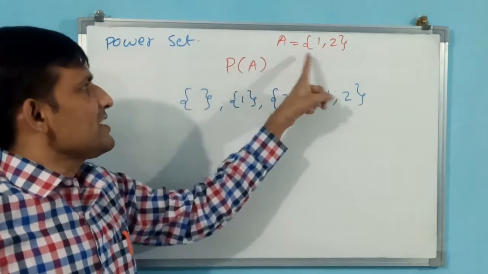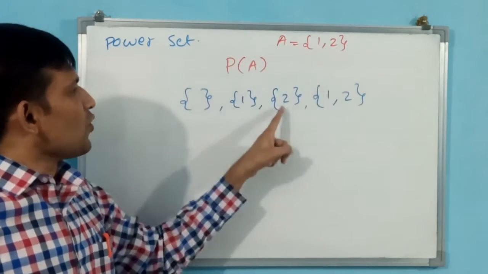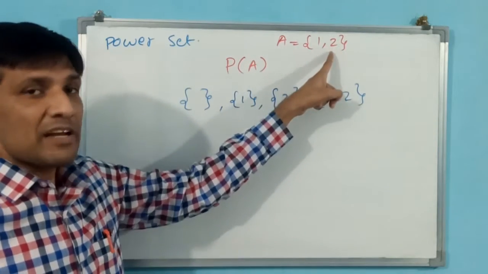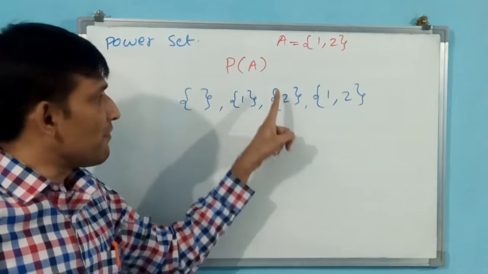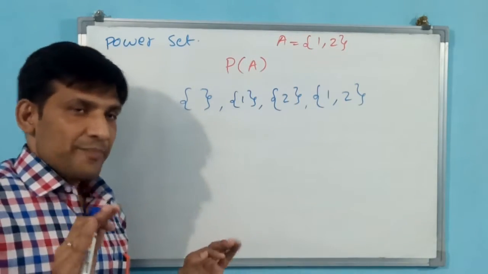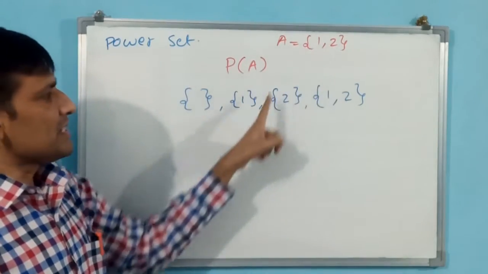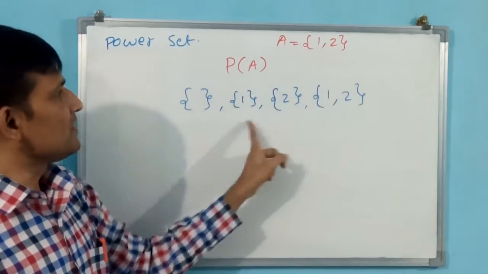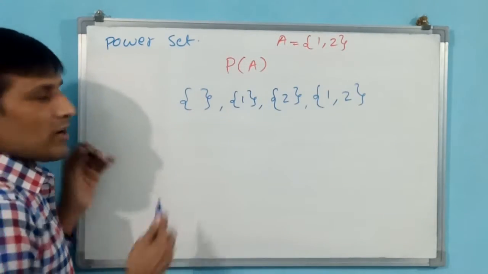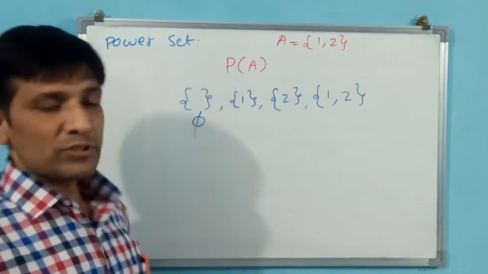Why? Because A has 1 and 2. Itself is one subset. {2} is a subset of A, because 2 is already available; that is why this 2 under braces is a set. {1} is a subset of A because 1 is available. {1, 2} is also available. That is why these three are subsets. But this is also a subset of this, which is called phi, the empty set. The empty set is also a subset of A.